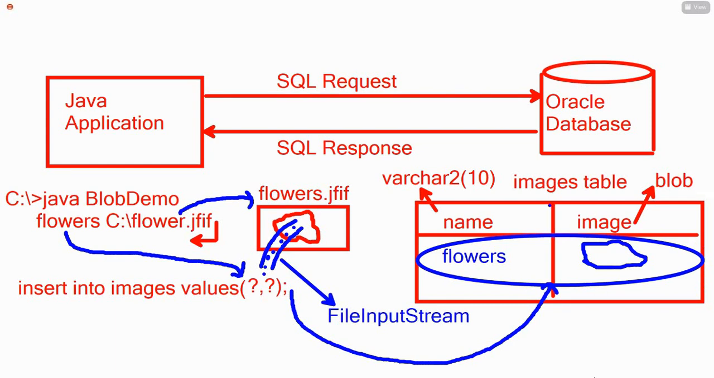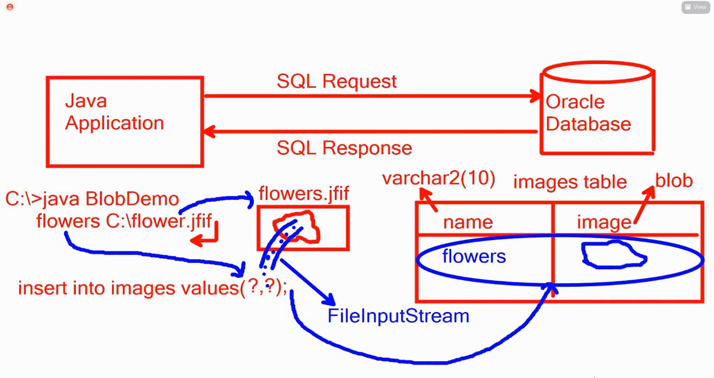So how to read an image? We have to create one stream. Stream is nothing but data flow, flow of data. In core Java you studied, no? File input stream, file output stream, buffered input stream, buffered output stream, data input stream, data output stream, file reader, file writer, buffered writer, object input stream, object output stream. Many classes are there. Those streams we have to use. So file input stream we have to use.